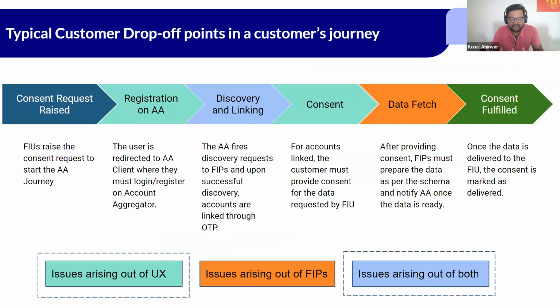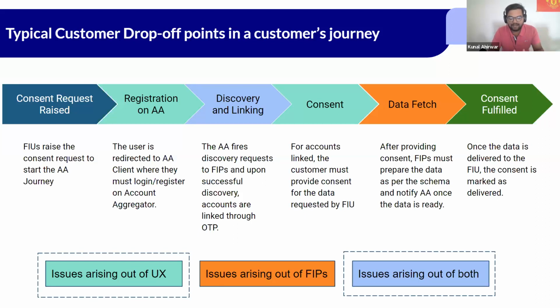What we've identified is that the two main reasons for this are issues that come out of the UX, where the customer is not able to understand what data is being requested, how it is being requested, or how the account aggregator framework is working, or issues that arise out of the FIP performance, where the FIP's health might be down or the account might not be discoverable, because of which the journey of the customer breaks down. What we are going to do today is look at some of these key UX issues, and we'll look at how to create smart journeys to mitigate them.